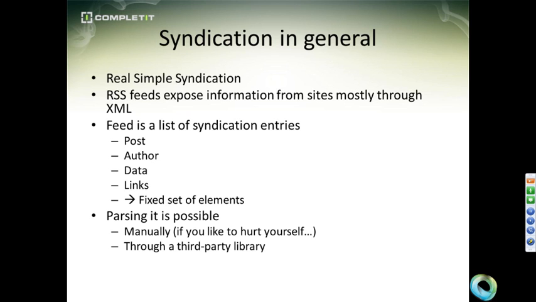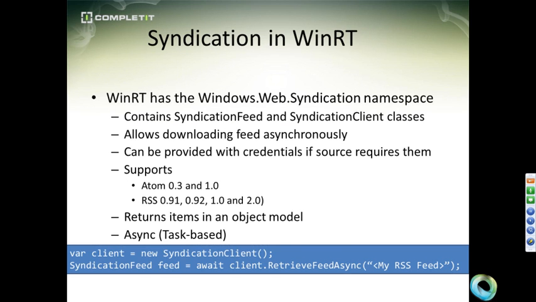You can do the manual parsing. Why should you do that? Because in WinRT, more or less like the same in Silverlight and generally in .NET, there is a specific class or namespace available to do the parsing, namely the Windows Web Syndication namespace that contains two important classes, SyndicationFeed and SyndicationClient. What you have to do is you have to instantiate a SyndicationClient, call RetrieveFeedAsync, and that will return you a SyndicationFeed. And a syndication feed contains a list of entries that you can use in your application. You can parse them. The whole idea here is not having to parse the XML manually, but building an object model around the RSS result.